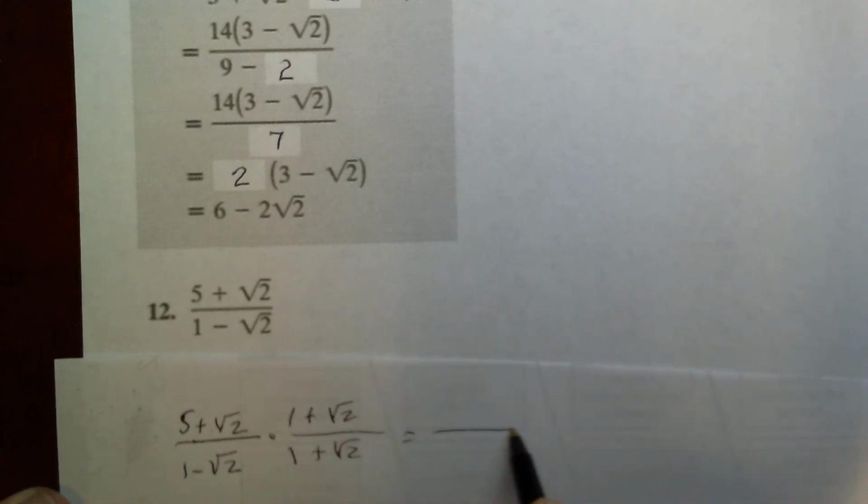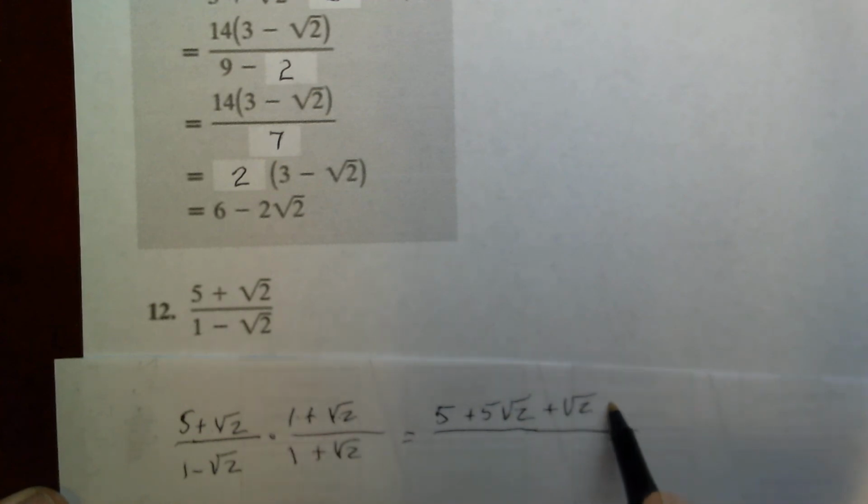So that gives us 5 times 1 is 5. And 5 times square root of 2 is 5 times square root of 2. And square root of 2 times 1 is square root of 2. And then square root of 2 times square root of 2 is 2. In the denominator, we have 1 squared minus square root of 2 squared, which would be 1 minus 2.